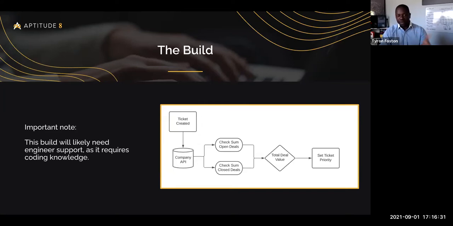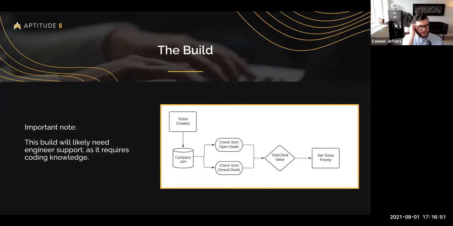And so if we're looking here at the build, we're basically saying, here comes the ticket is created. We're then going to make some API calls to the company. From there, we're going to link the company to the deals. We're going to sum up the amount for all those maybe closed-won deals, get the total value of those deals, and from there, we're going to set the ticket priority.